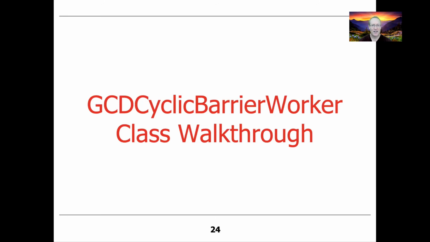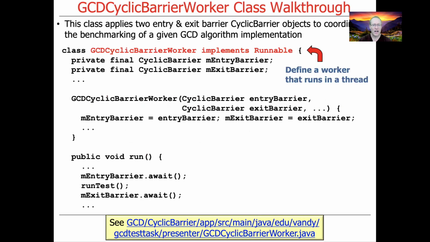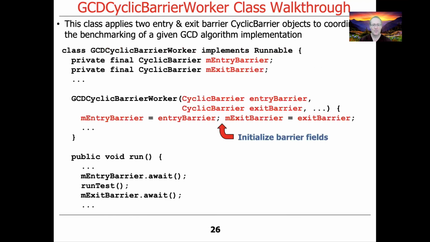So now that we've talked a bit about the driver class and the driver function, let's take a look at the cyclic barrier worker class. We have a class called GCD cyclic barrier worker, which implements Runnable, so it can be the target of a start on a thread. And this is going to use the entry and exit barriers that were passed to it when it was created to coordinate the benchmarking of a given implementation of a particular GCD algorithm, like recursive Euclid or iterative Euclid. Doesn't really matter which one it is, but that's what we're going to do.